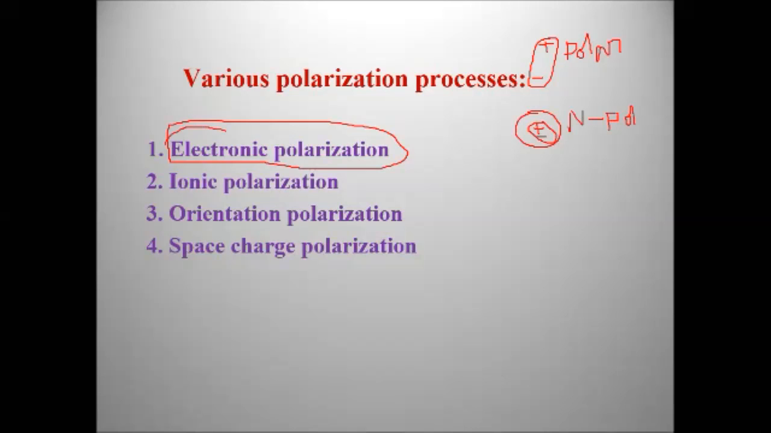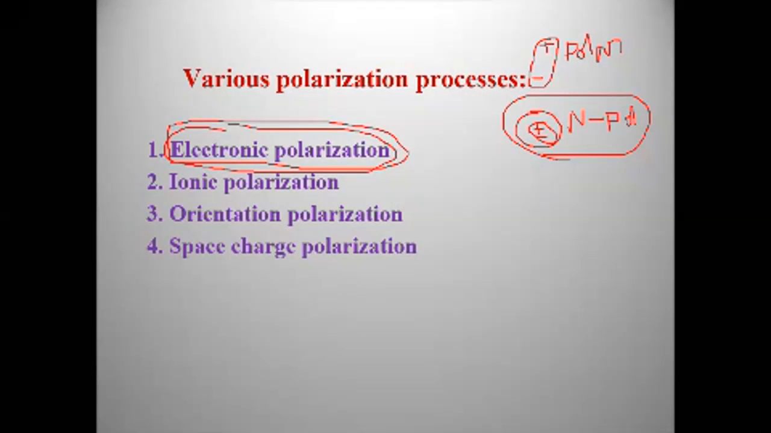Now, electronic polarization will be in non-polar molecules. So electronic polarization occurs in non-polar molecules. In polar molecules, it is ionic polarization or orientational polarization.